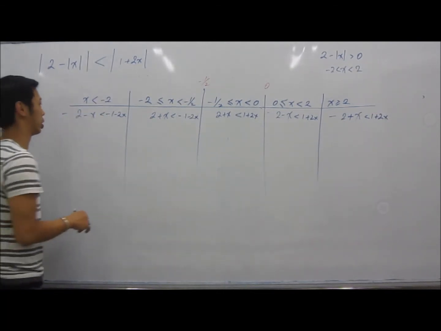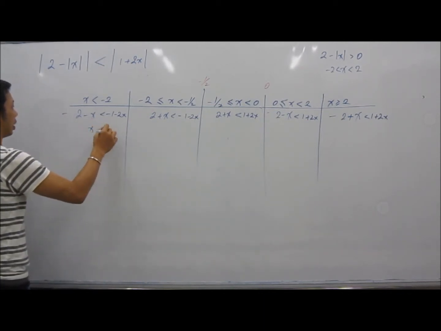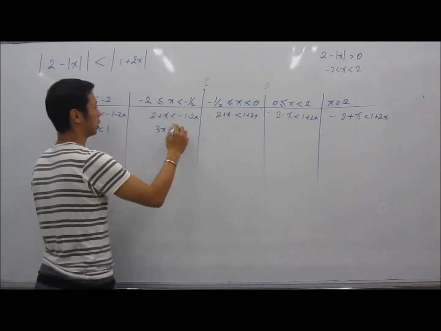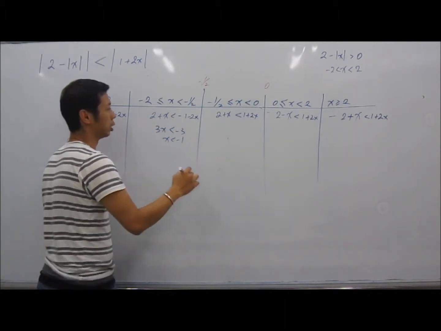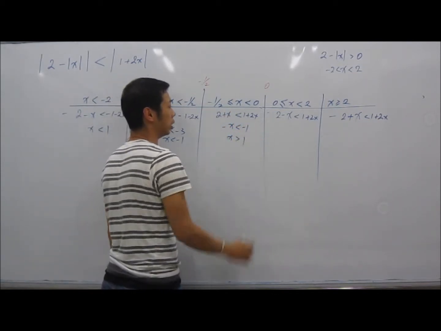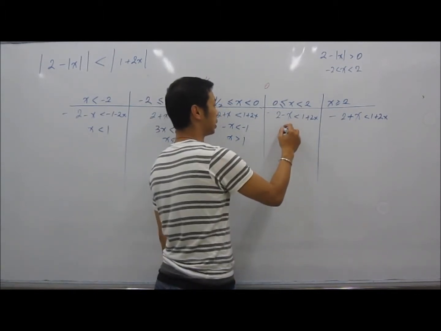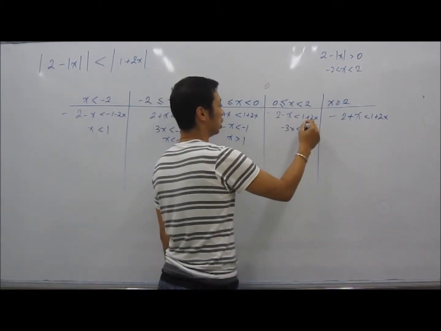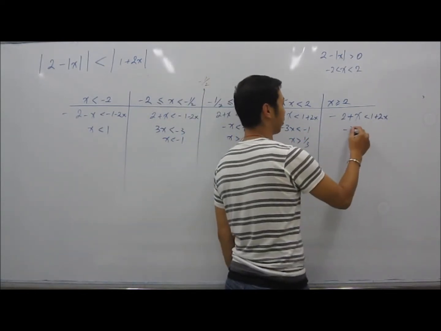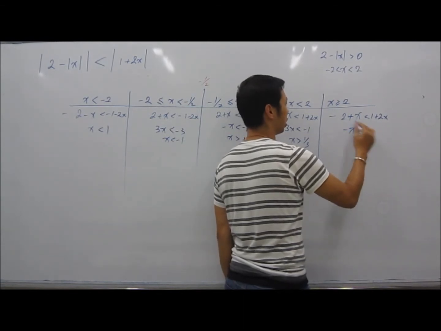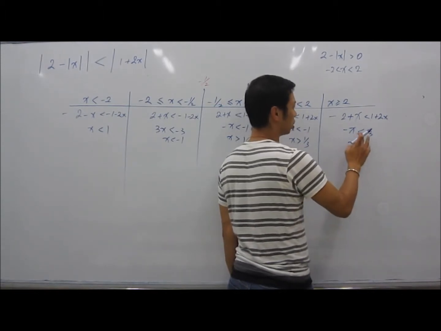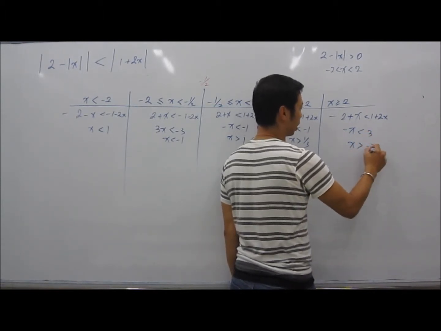Then we start our calculation. x is more than 1. And this one, 3x more than negative 3x is more than negative 1. This one is negative x is more than negative 1, x is greater than 1. This one is negative 3x more than negative 1, x is greater than 1/3. This is negative x is more than 3, x is greater than 3? No, greater than negative 3. Okay.